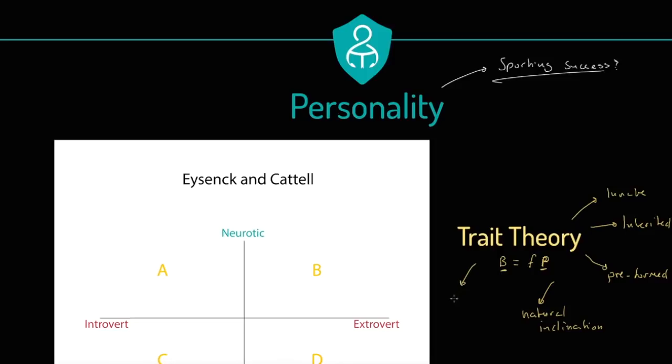We also describe trait theory as stable. Now, stable or stability is a spatial factor. In other words, what we mean there is it's going to be in all situations. Sorry, I got my stable and my enduring mixed up.